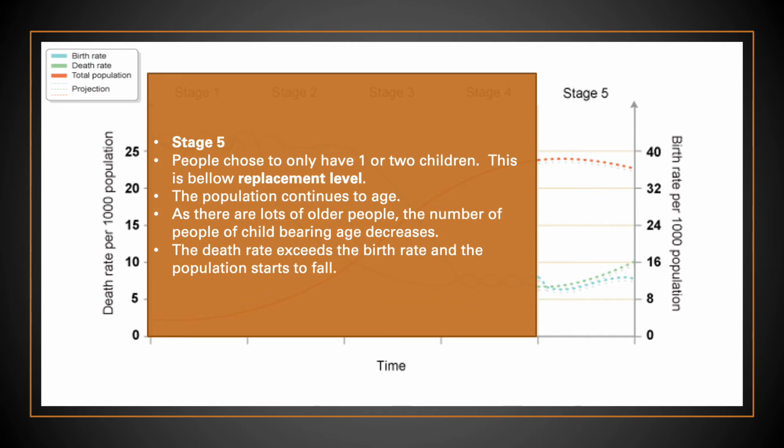So for a population to replace itself, you need each couple to have more than 2 children. On average, it's about 2.5. All right. So if most couples are only having 1 or 2 children, then the population will shrink. There'll be a continuing aging of the population, so the average age of people will increase. The number of people of childbearing age decreases, and the death rate starts to rise over the birth rate simply because there are so many older people.